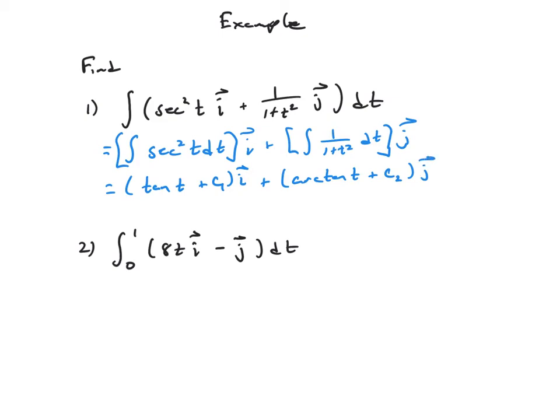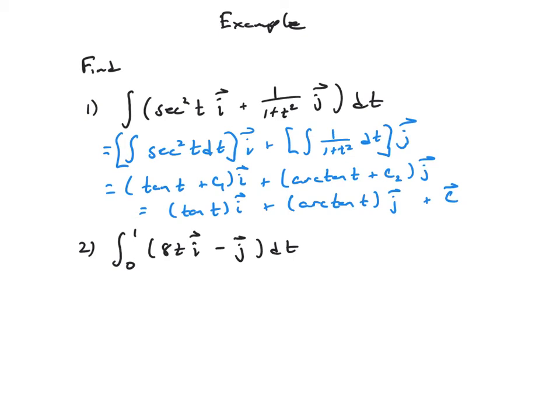And then the result is going to be the tangent of t times vector i plus the arctan of t times vector j plus some constant vector. Now, sometimes they could give you some information, like the initial horizontal position and the initial vertical position, and then you could use that to calculate C1 and C2. So you wouldn't necessarily have to have that constant vector, but in general, that's what you have.